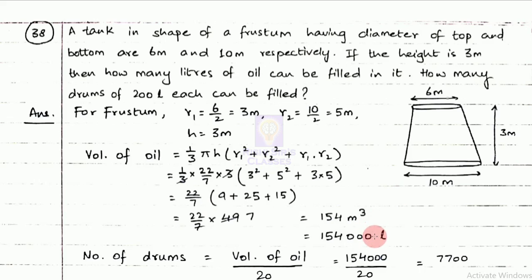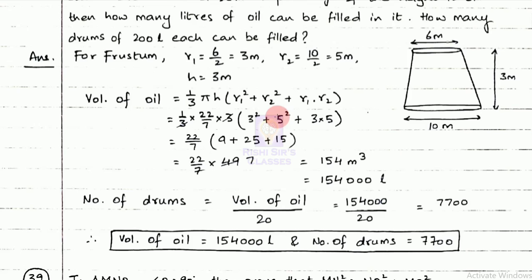After this we need to find the number of drums, that is, how many drums of 200 liter each can be filled. Here it will come as 200. Just make the correction over here also. It will come as 770. Okay, the answer will come as 770 drums. Now, moving on to question number 39.